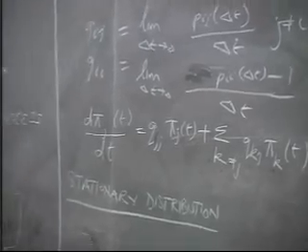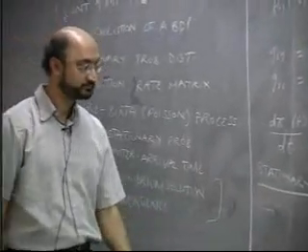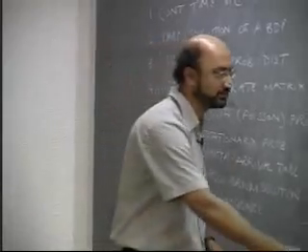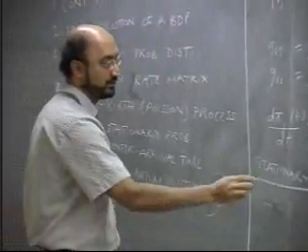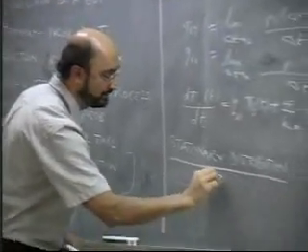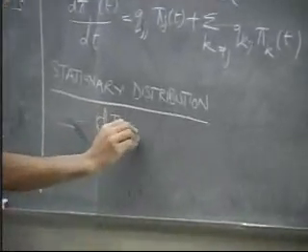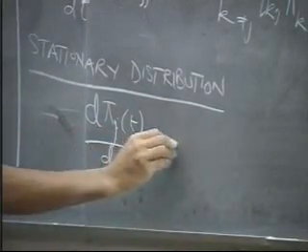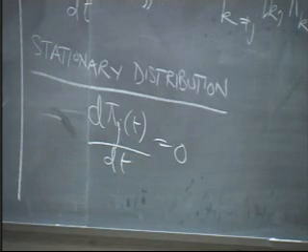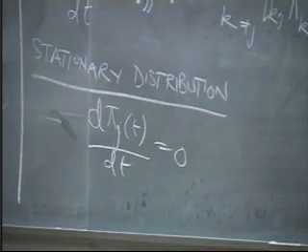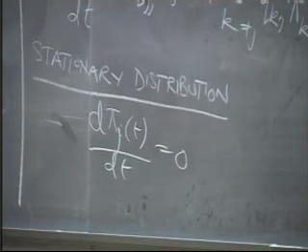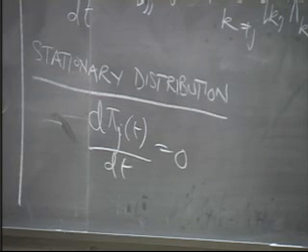And I drew that faucet last time to show you what was going on. Finally, the stationary distribution can be found by just setting d pi j by dt equals 0. If you just set it to 0, then we will find the stationary probability distribution for a continuous time Markov chain.